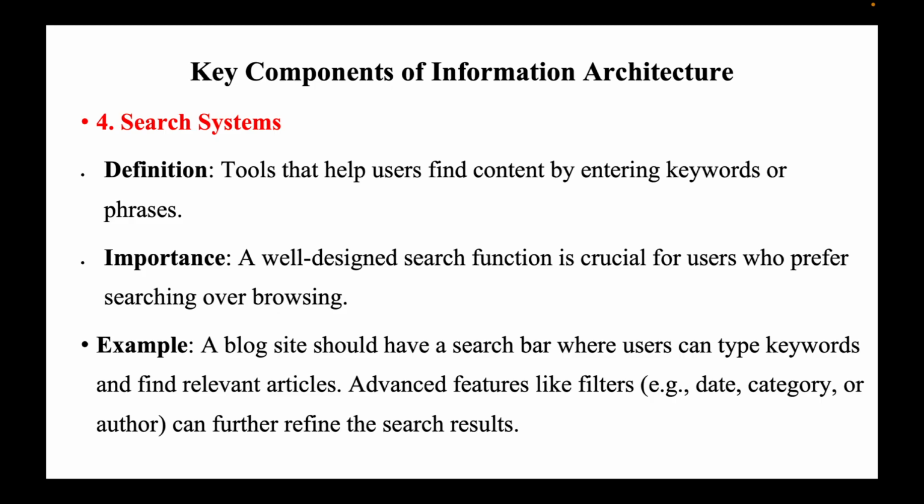Example, a blog site should have a search bar where users can type keywords and find relevant articles. Advanced features like filters, for example date, category, or author, can further refine the search results.